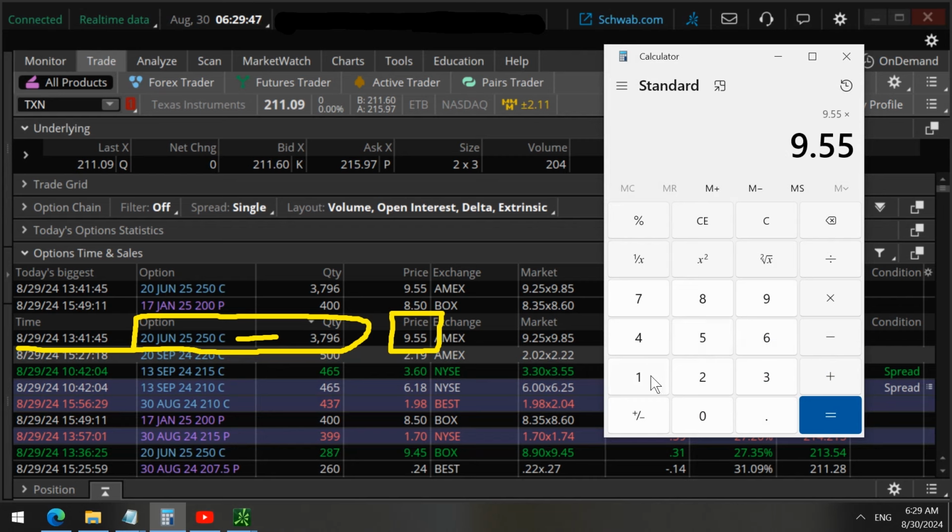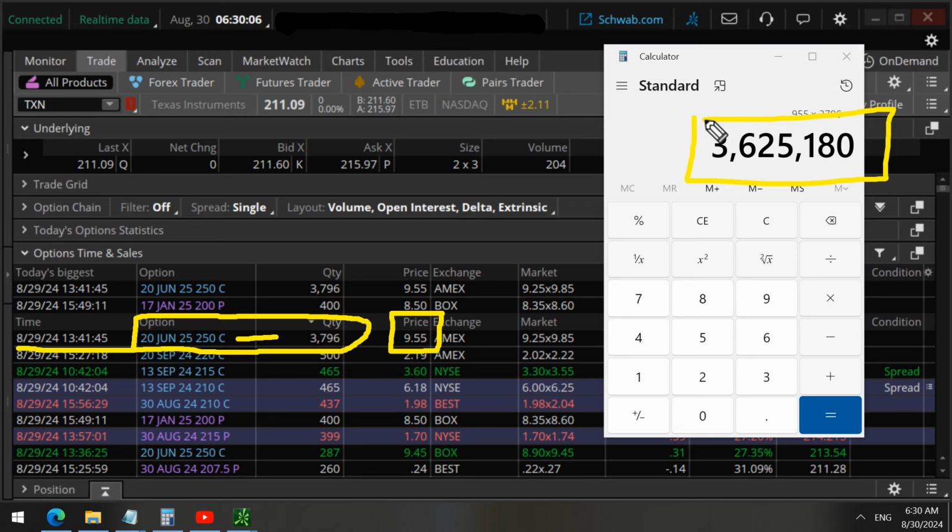955, we multiply by 100 since each option represents 100 shares of stock. So each of these call options costs $955. And since the total number of contracts was 3,796, we multiply that out and we get $3.6 million.